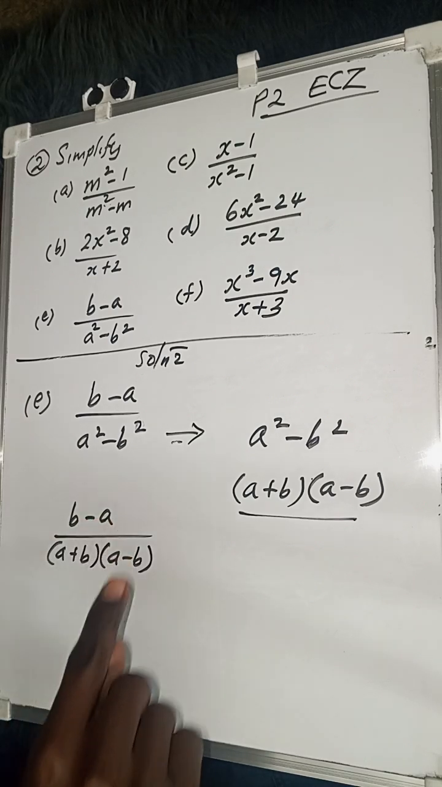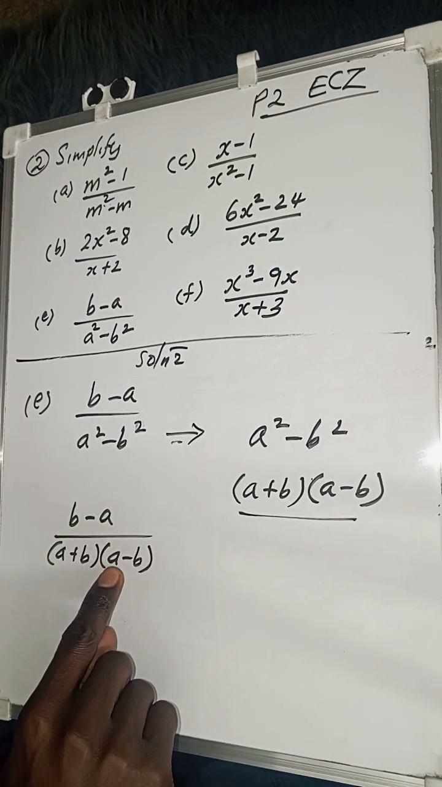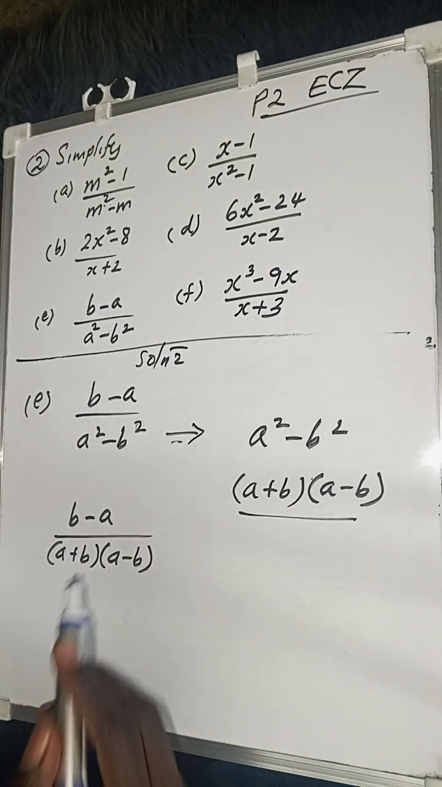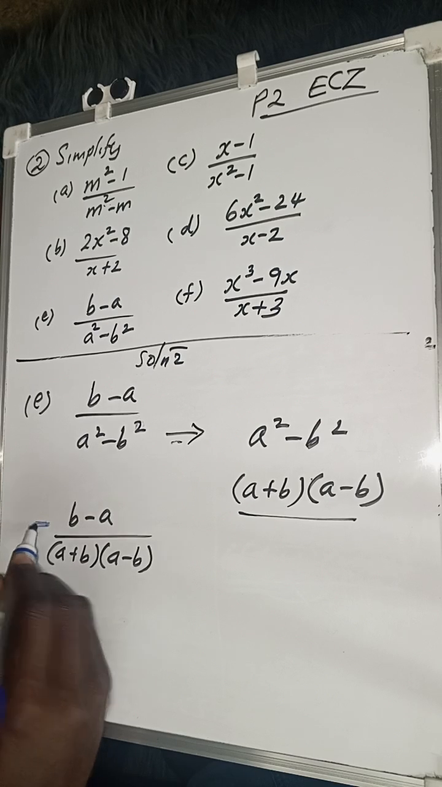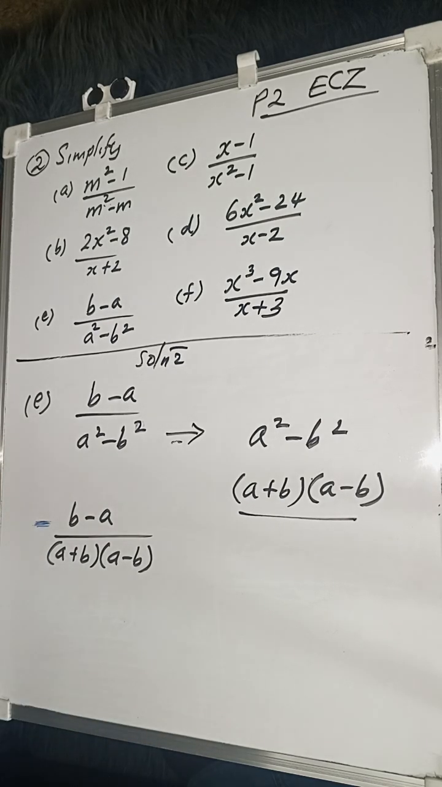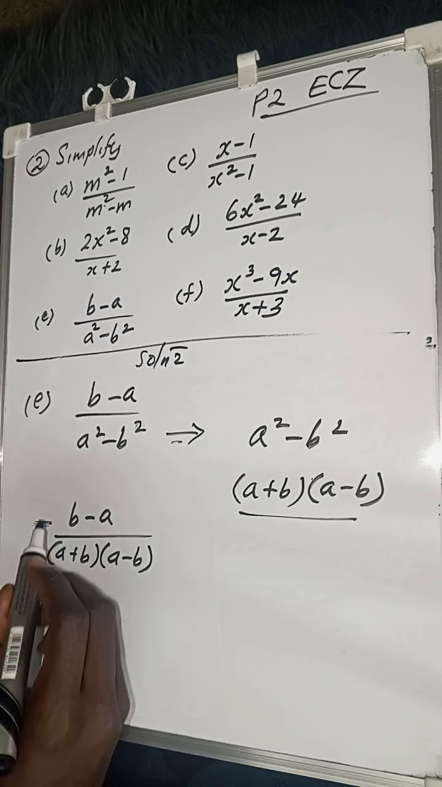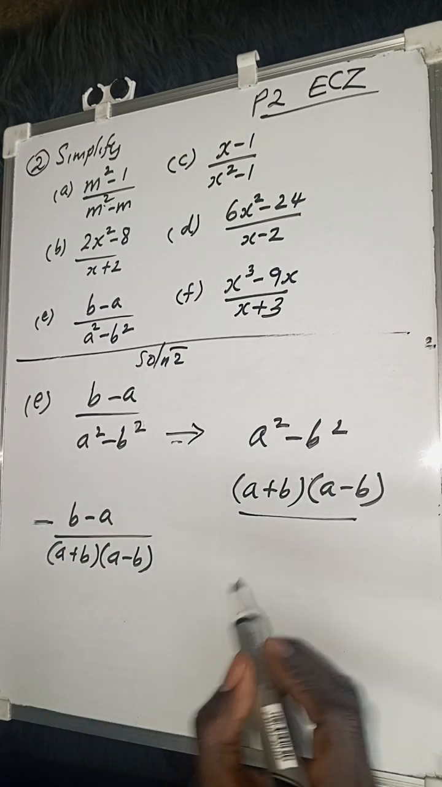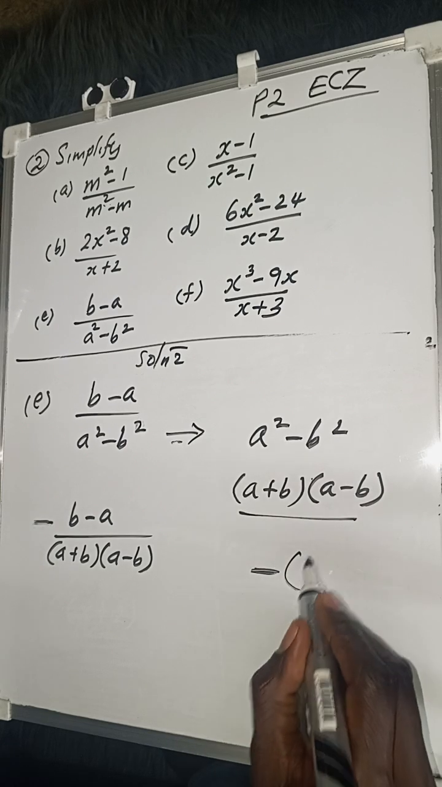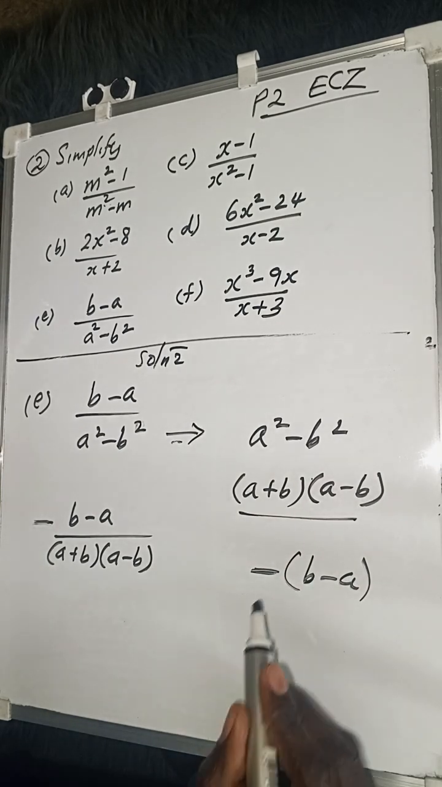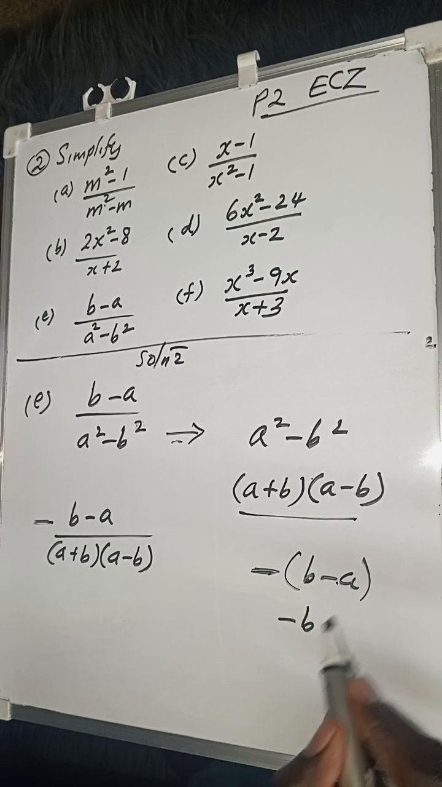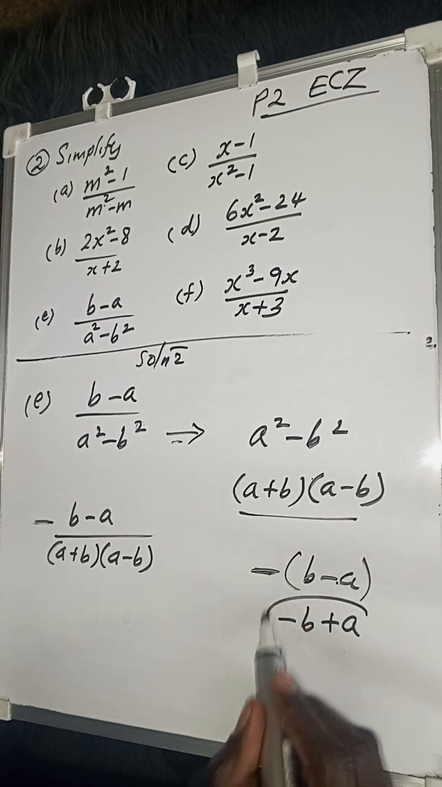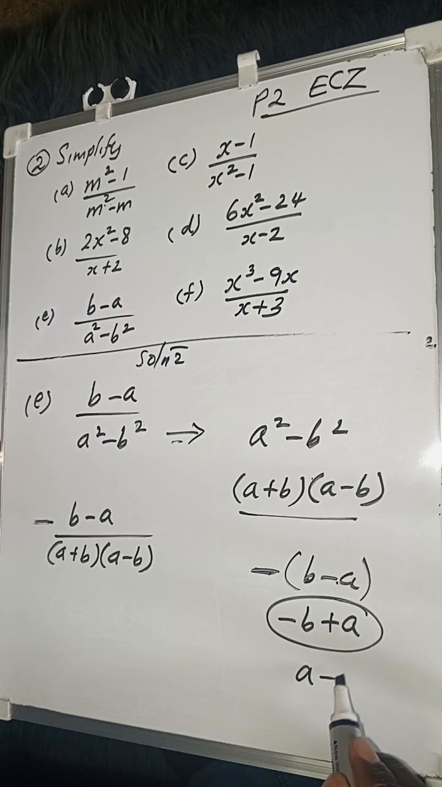This is b minus a. You can't say it is the same as a minus b. So what you do when you find such a situation, you introduce a negative. So we are going to introduce a negative there. Now when you introduce a negative, it's like negative multiplied by b minus a. Let's check the top. Negative times b will give you negative b. Negative times negative a will give you a positive a. So this is the same as writing a minus b.